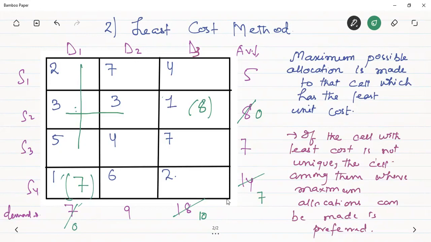Cell S4 D3. Okay, यहाँ पे बचा क्या अब? 7, 4, 4, 7, 6, 2. This has the least cost. अभी least cost cell है, unique. Okay, it is unique. It will be directly allocated.